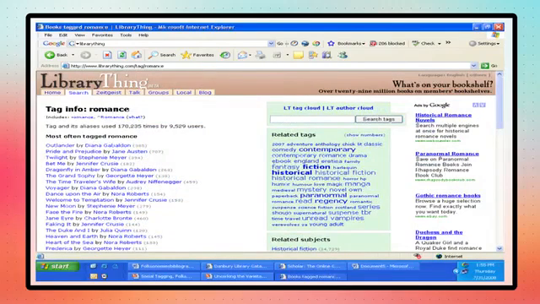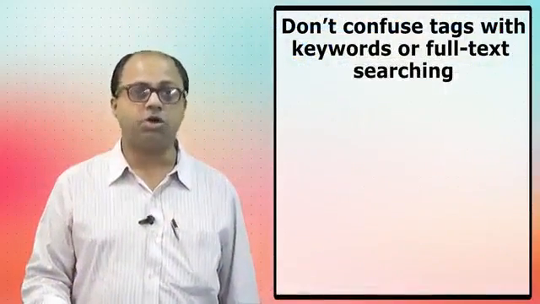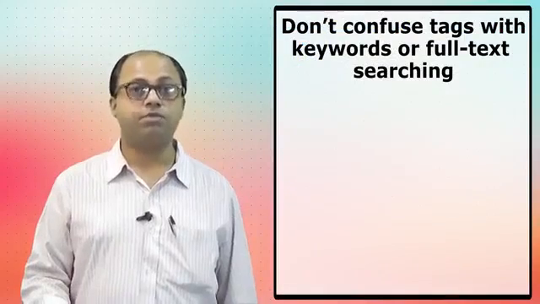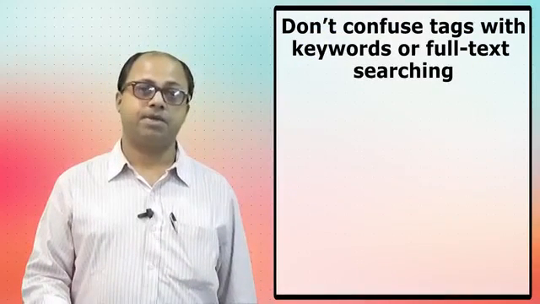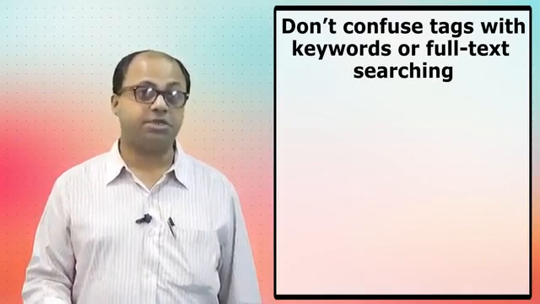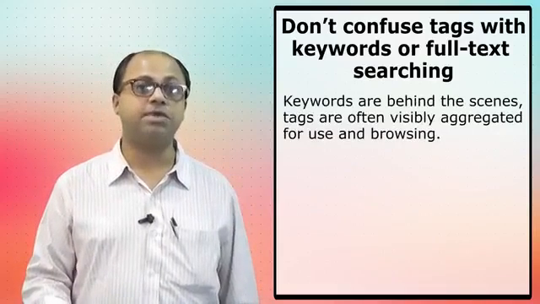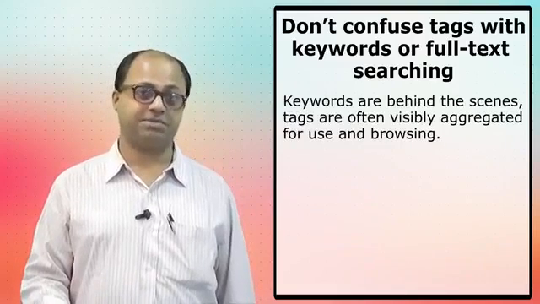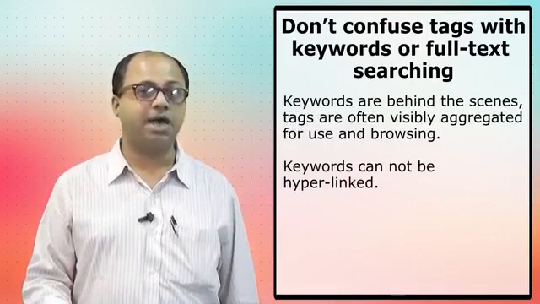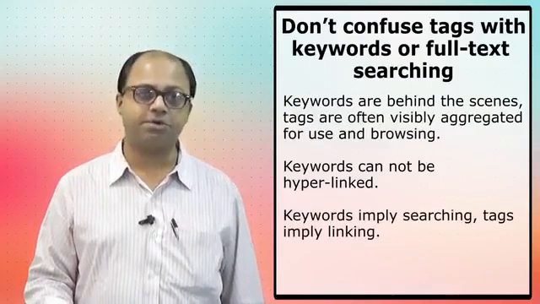You can find various tag clouds in LibraryThing. It is a very famous website for librarians. Now, an important thing is that you should not confuse tags with keywords or full text searching. Now see, tags are basically keywords, but that doesn't mean both are the same. Why? See, keywords are behind the scenes. Tags are often visibly aggregated for use and browsing. Keywords cannot be hyperlinked. Keywords imply searching. Tags imply linking. This is a very important point.